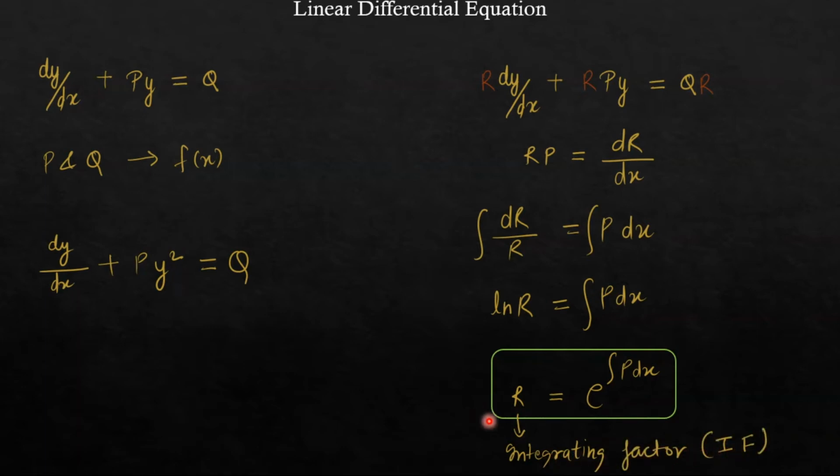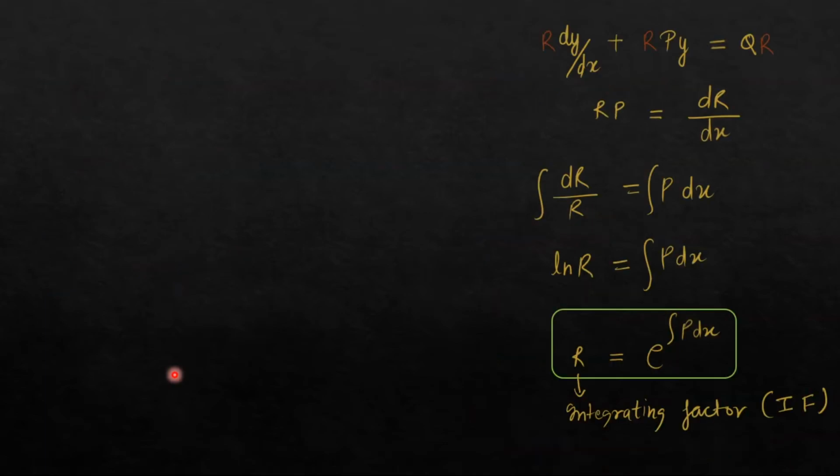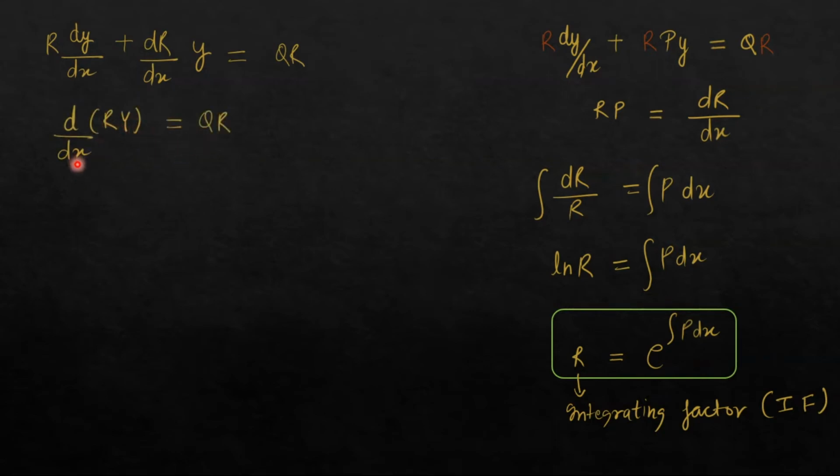Okay, that is for integration we need to multiply the differential equation by a factor which is r. Now if you have an equation of this sort, that is r dy by dx plus dr by dx y is equals to q r. What I have done is I have replaced r into p by dr by dx, because r into p is equals to what? Dr by dx. Now you can see this is the differentiation obtained by a product rule, that is d by dx of r into y, okay, is equals to q r. If you differentiate r y with respect to x, you will again get this expression, okay, by product rule.